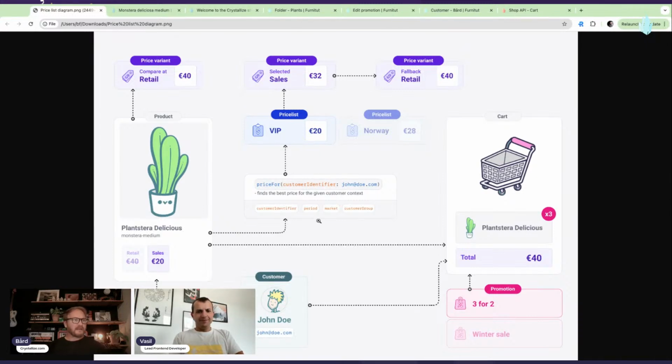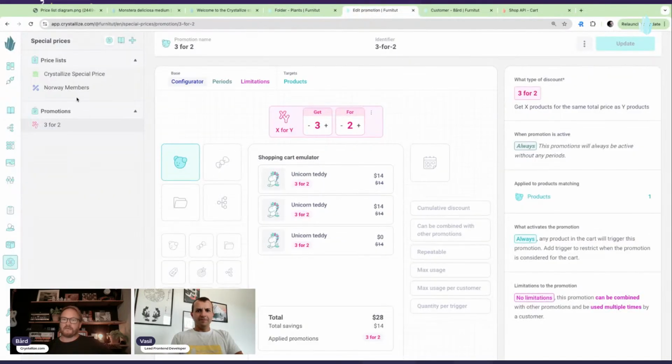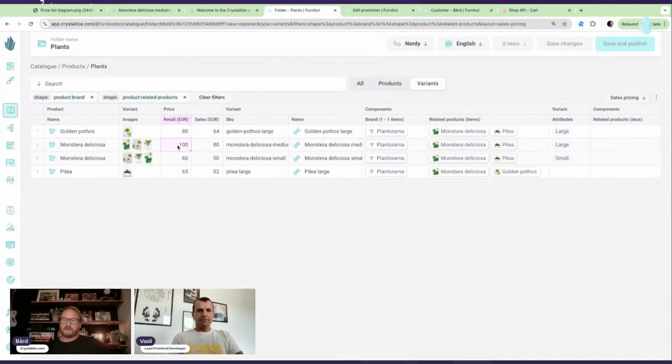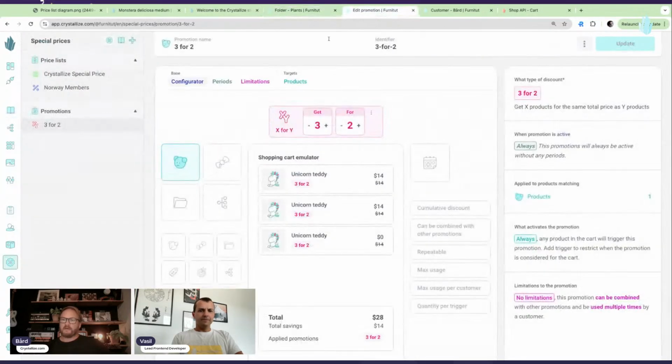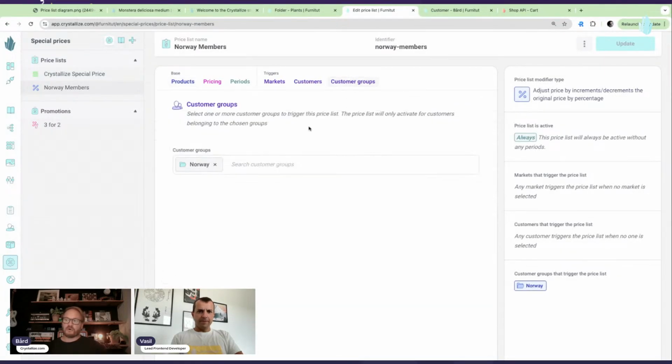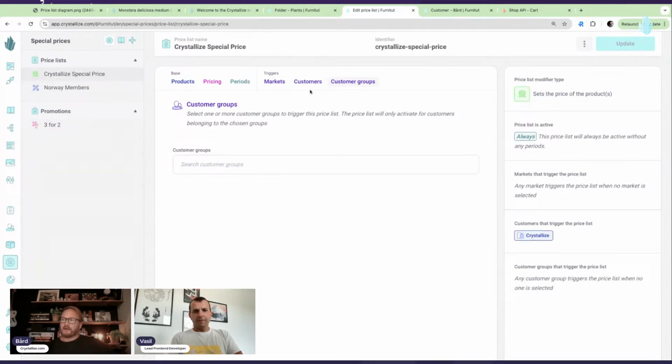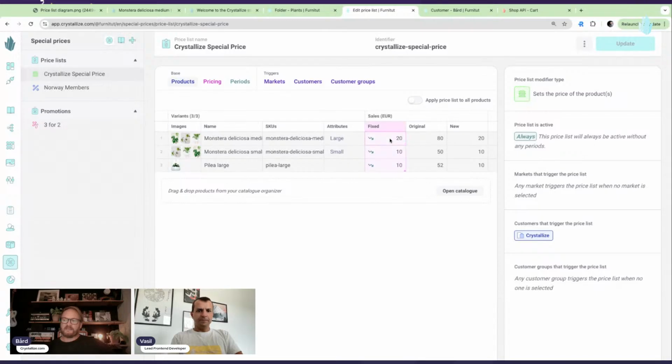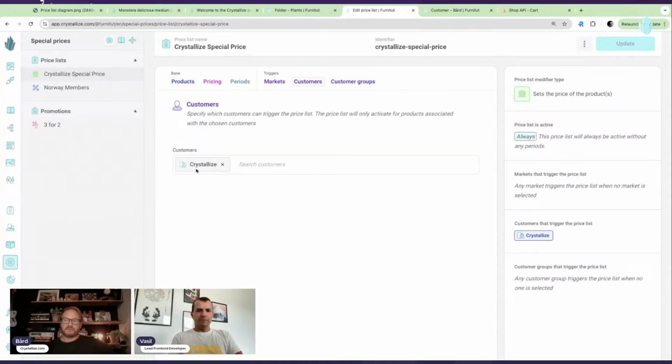Yeah, and we get that question quite often: what is actually the difference between price lists and promotions, and how do they all fit? So here a good example again, where we've set some list price for a product. We have created a discount for some of the products, but just for the customers that are part of the Norway customer group. Similarly, we set a fixed price for 3 SKUs, but just for employees of Crystallize, as an example.